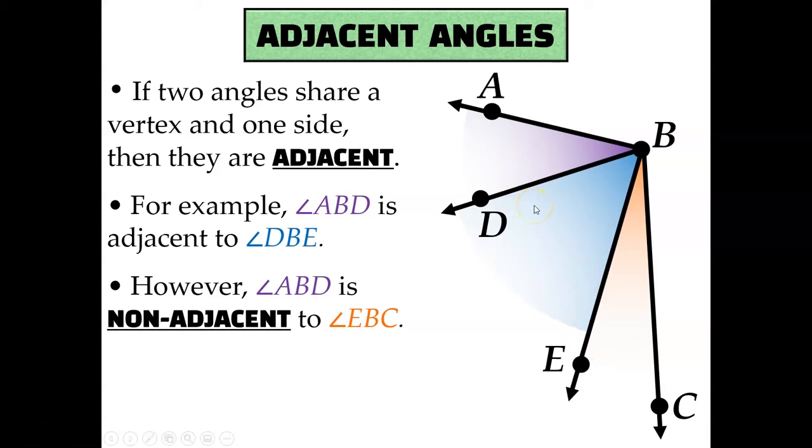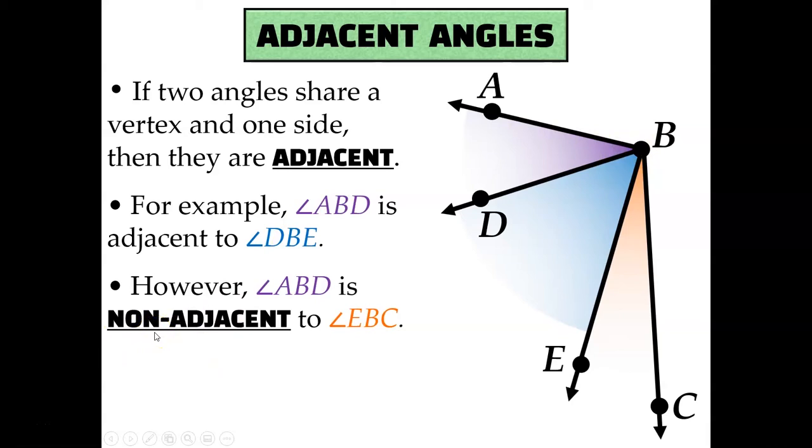They're adjacent because they share vertex B and side BD. In other words, they're touching, or they're next to each other. Whereas non-adjacent angles are something like angle ABD and EBC, the purple angle and the orange angle. They only share a vertex, not a side, so that makes them non-adjacent.